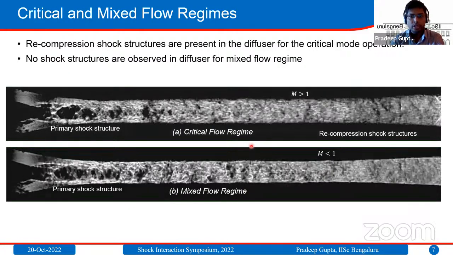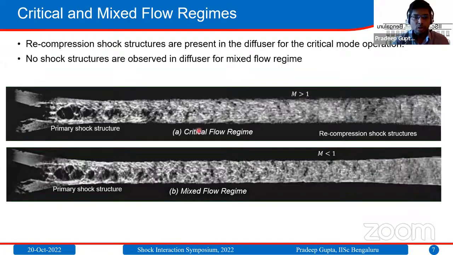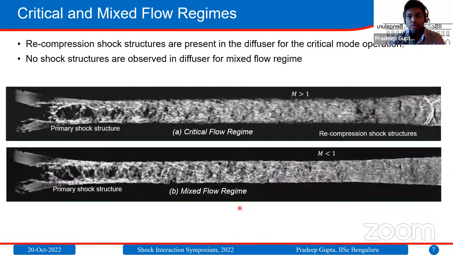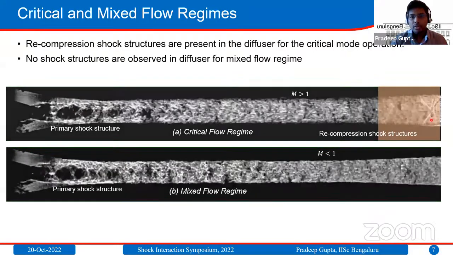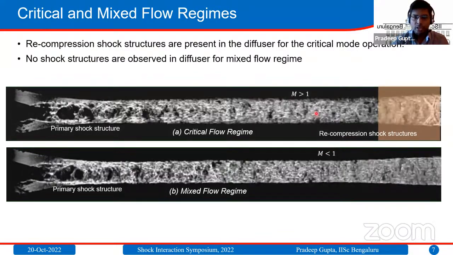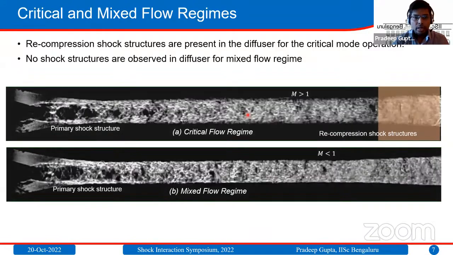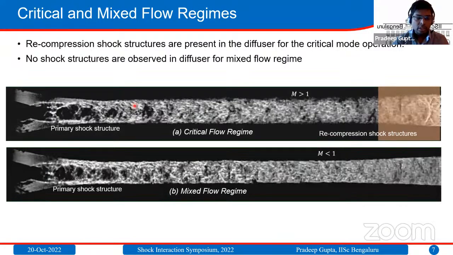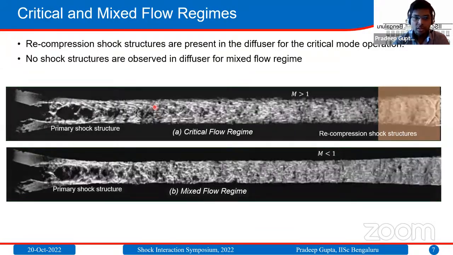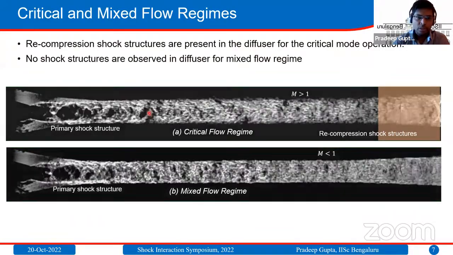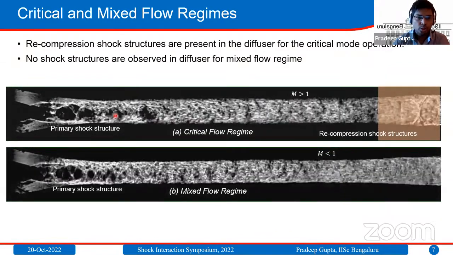So this is the flow structure for the critical mode operation and the mixed mode operation, where we can see the recompression shock in the diffuser. That indicates the flow is supersonic in the mixing duct, and that in turn indicates the secondary flow will choke somewhere in the mixing duct. The location of the choking is still an open problem, and here we cannot identify where the secondary flow chokes.